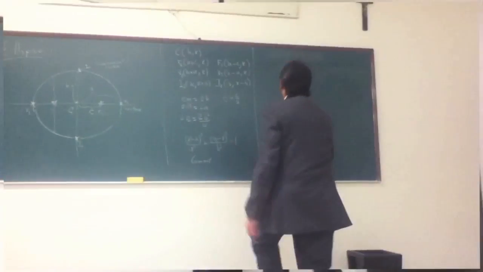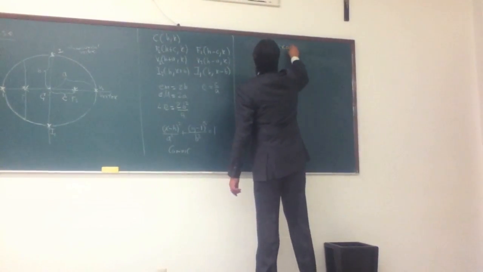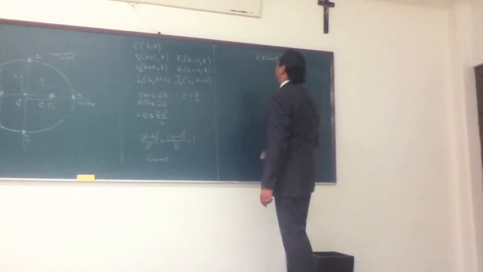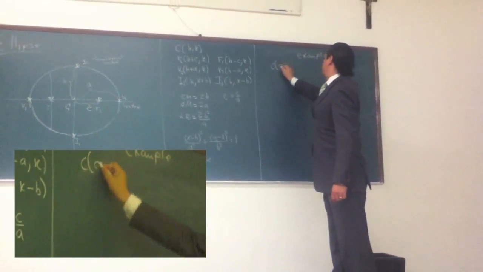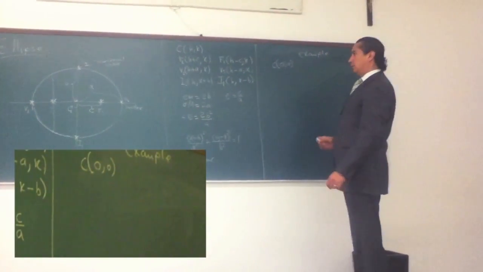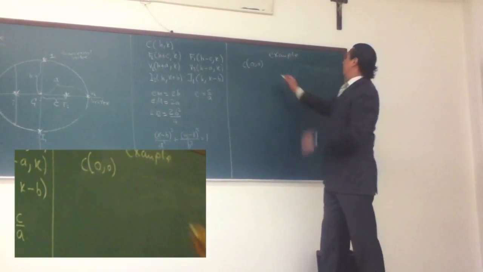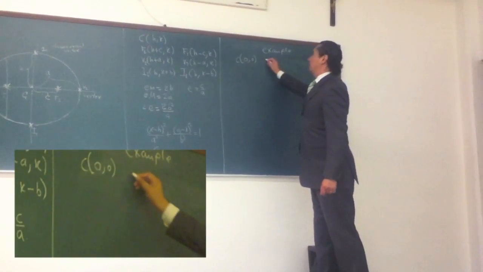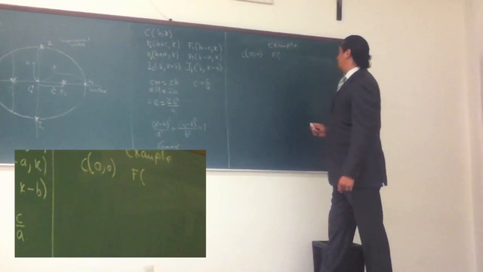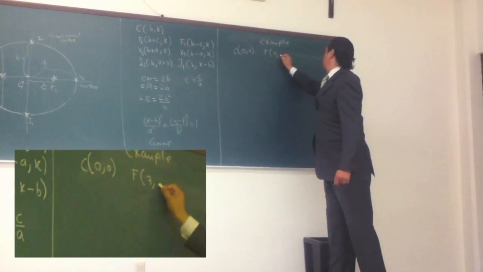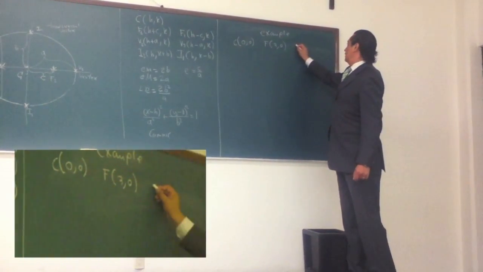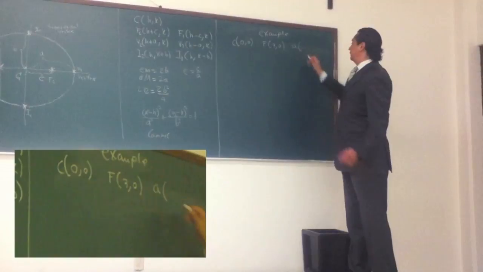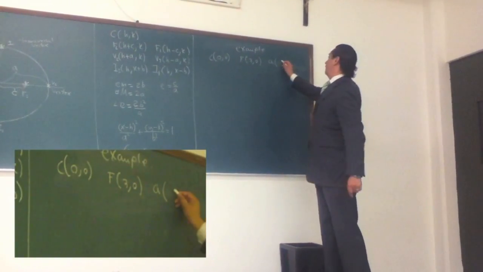Now, one example. The center, we have to recall, is at the origin (0, 0). The focus is at (3, 0), and the vertex is at (5, 0).